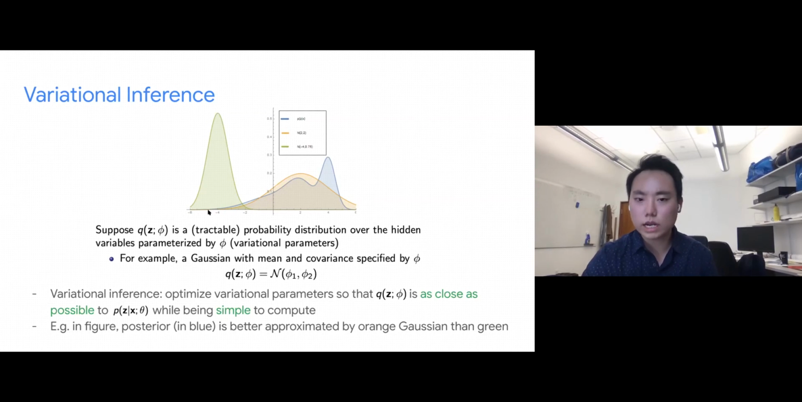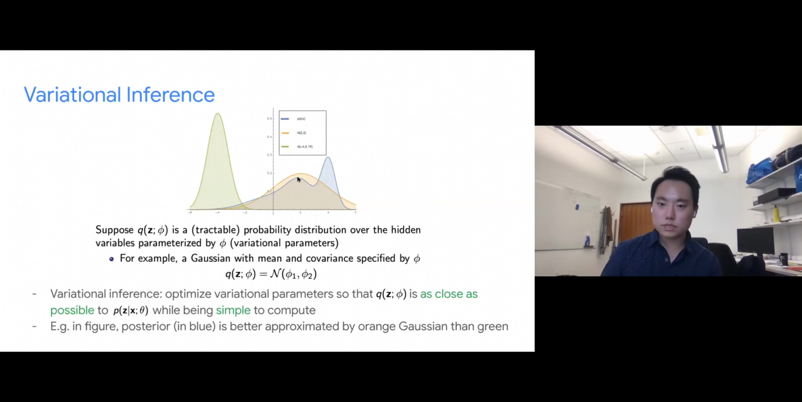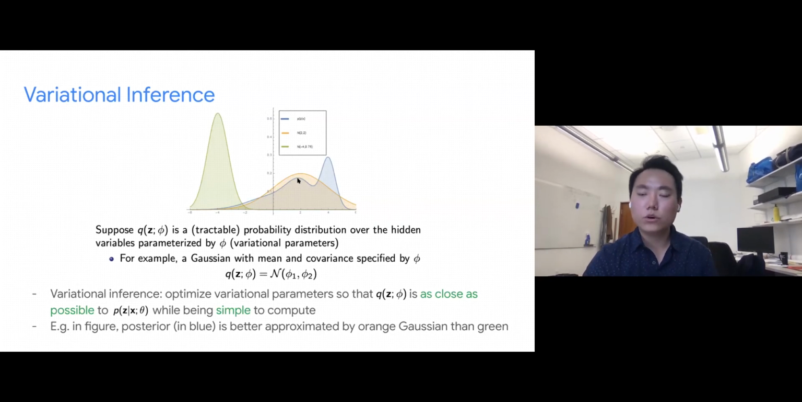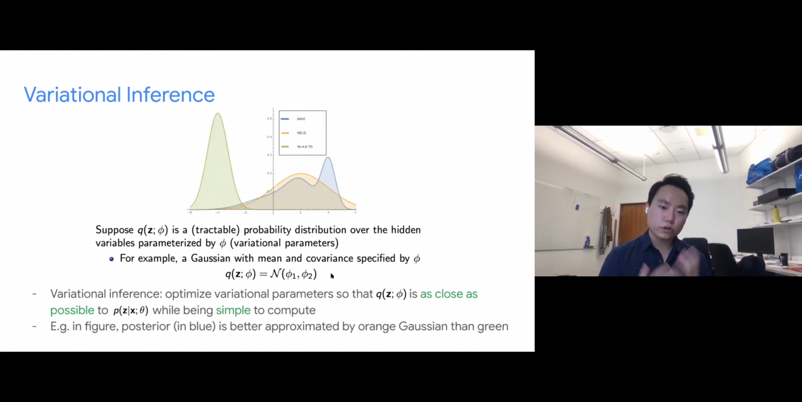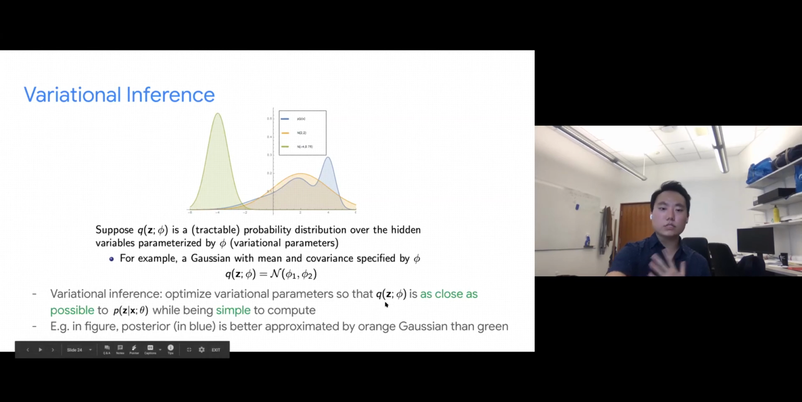So in this case, let's assume that p of z given x is this complex multimodal distribution. You can't even write a closed form for it. You obviously can't sample from it. You can't really compute anything. But what you can do is define these variational distributions q as simple Gaussians, with a parameter for the mean and a parameter for the variance. So in orange here is a Gaussian with parameters mean 2, variance 2, and another Gaussian here with mean -4 and variance 0.75. And the whole goal of variational inference is to optimize these variational parameters phi, so that your q of z is as close as possible to your p of z given x, while being simple to compute.